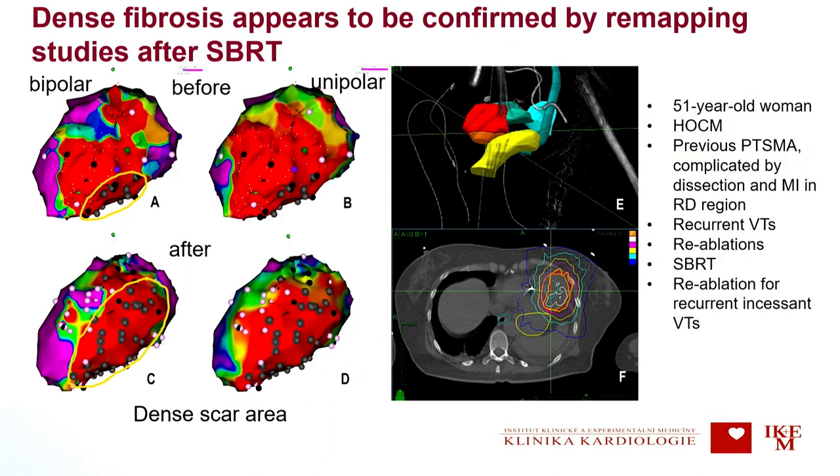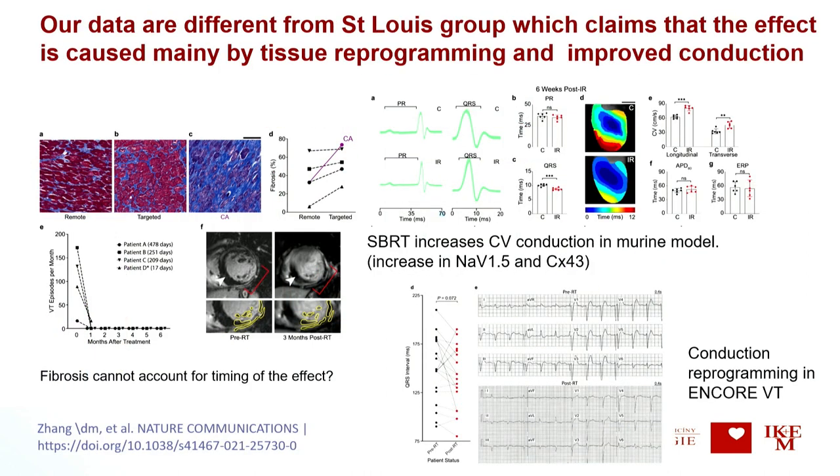We are now also studying redo cases. Peter Peichel analyzed some cohort of patients. This is just one example. This was a lady with hypertrophic cardiomyopathy, and as a complication of septal ablation, she also had lateral wall infarction. You see that this was a dense area before radiotherapy, and this was after radiotherapy when she had recurrences and we had to do reablation. So it really creates fibrosis and apoptosis.